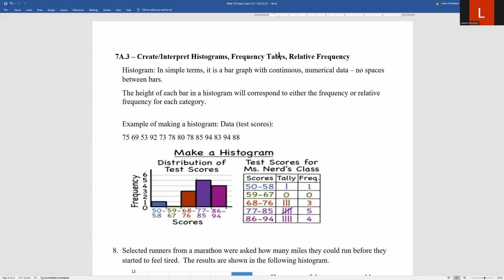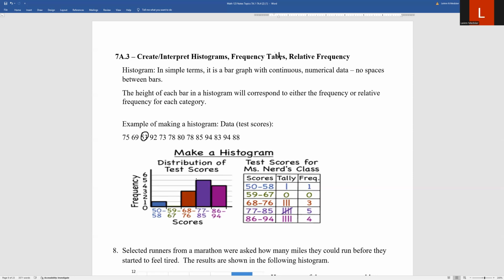So here's an example. Let's say I had all these test scores in a class, and Miss Nerd's class decided, now this is called a class interval. They ranked the grades based on an interval, and then they counted how many they had in each interval. So for 50 to 58, the only number in that interval is the 53. So that's why this tally is 1. They just did a tally chart, and then they said, okay, that's one item.